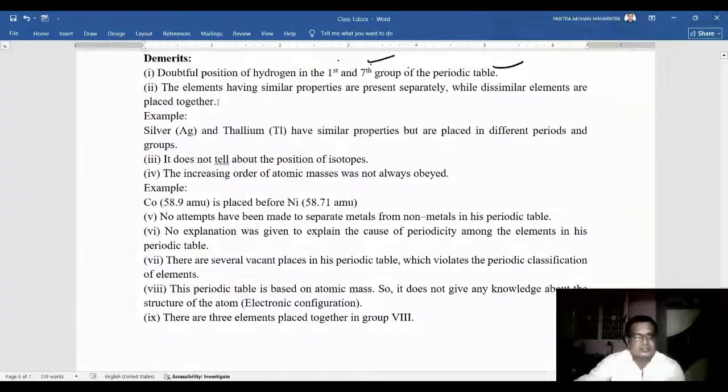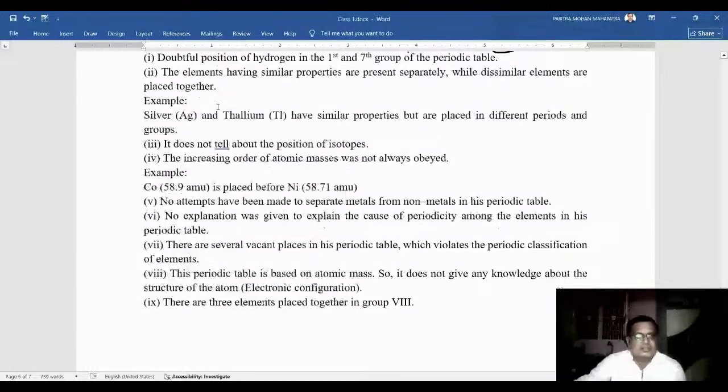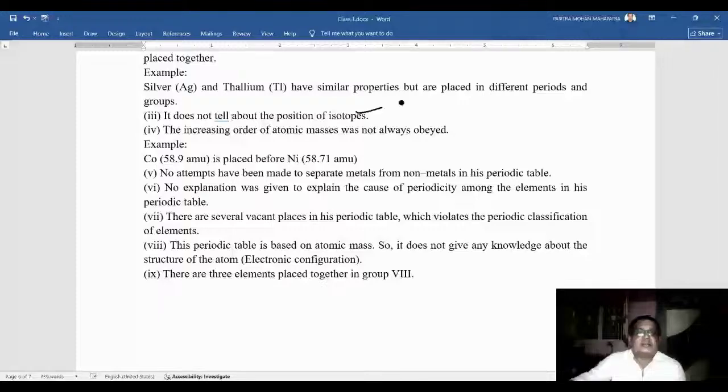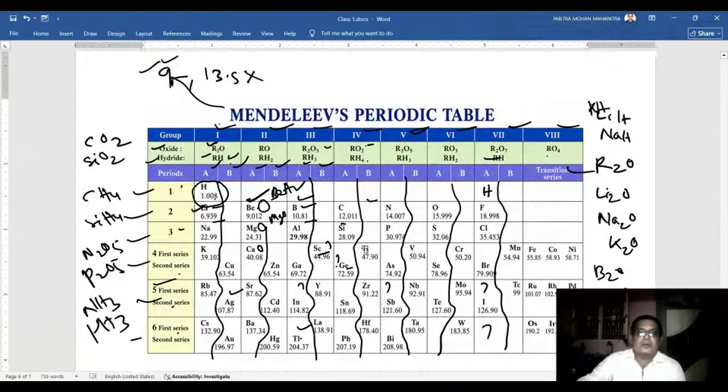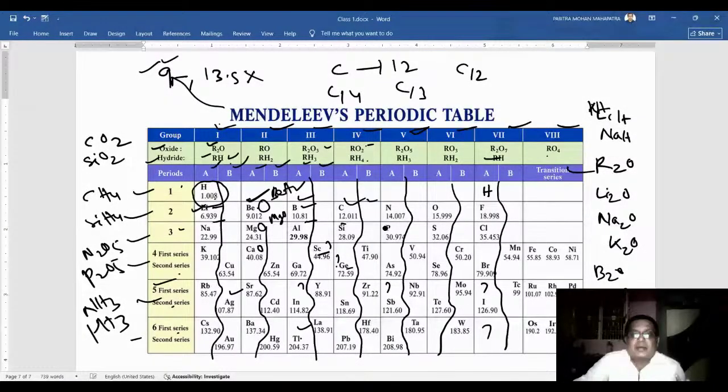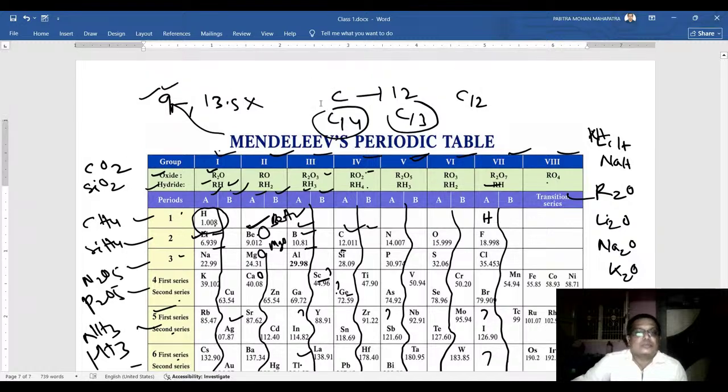Third, it does not tell about the position of isotopes. When isotopes were discovered, it could not give them a position. Suppose we think about carbon. So where will C13 be placed, where will C14 be placed? It only thinks about carbon, C12. It does not give any space for the isotopes.